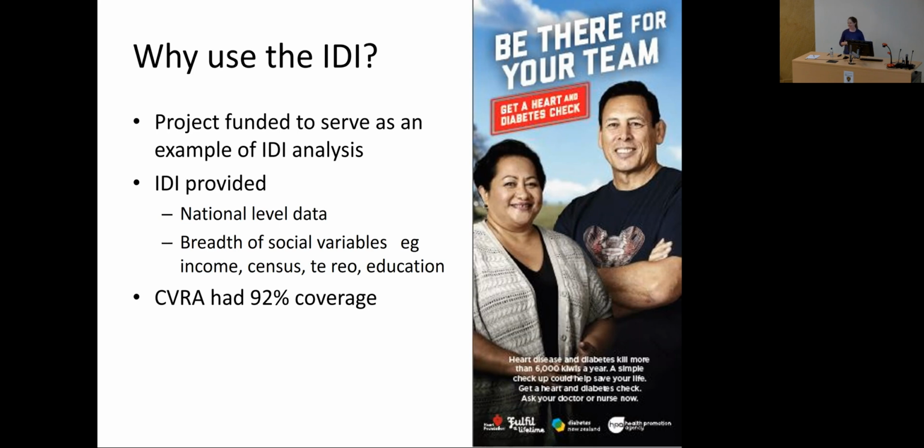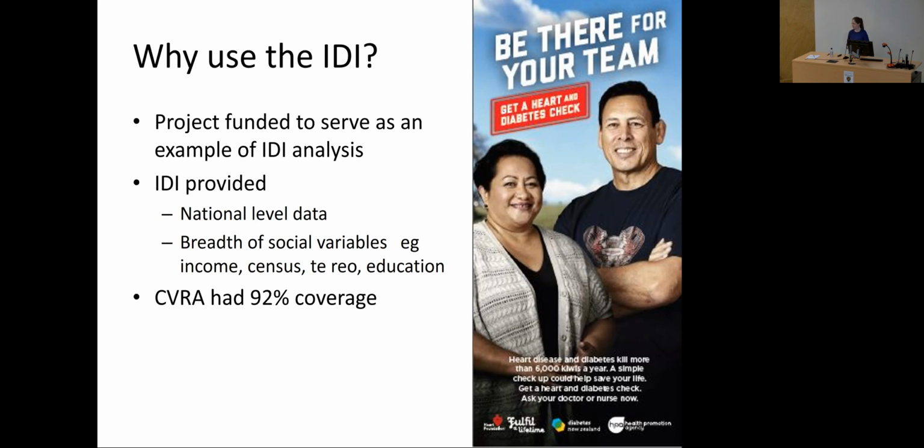We were funded to use the IDI, so that was the first step. The second reason, and the one we put in the paper, of course, is there's a lot of extra social variables in the IDI that made this study possible. We could look at a lot of different protective factors like income, census variables like te reo, Indigenous language, education as well. And also because it's a whole of government data set, as Sheree talked about, we're able to have information for all of our study population, and it's a longitudinal data set, so we're able to see how some of those factors changed over time.